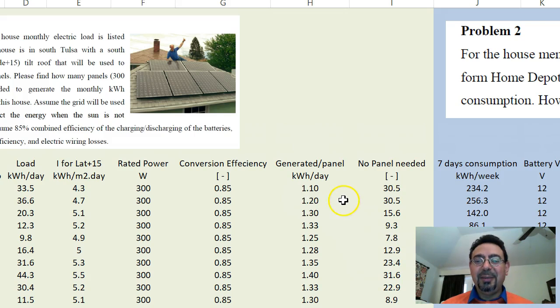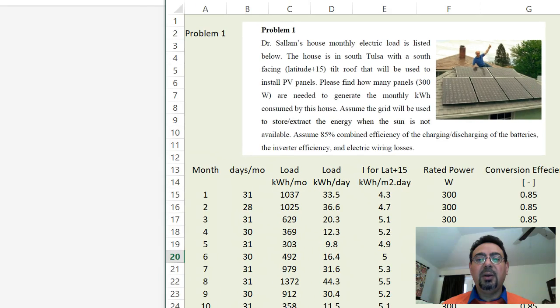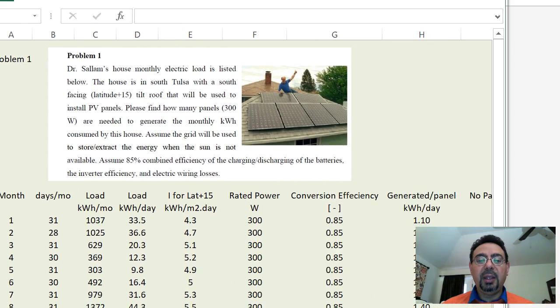This is my first time to use this feature in Canvas. So let's see if it works. So I uploaded this Excel file for you guys to see. This is the homework solution that we had for last week.